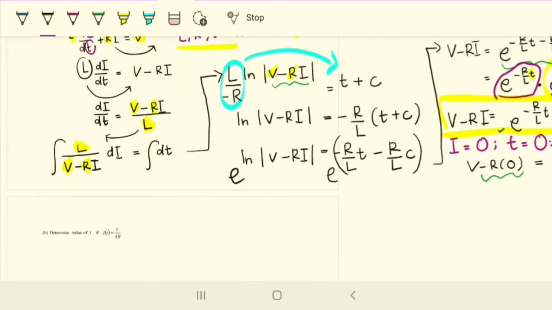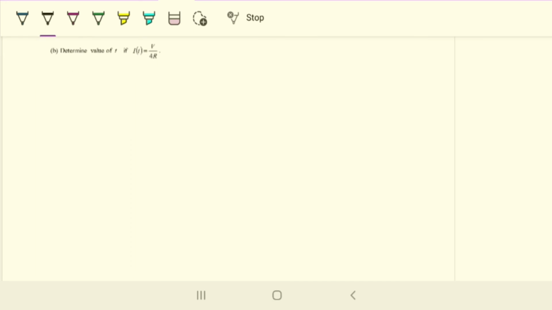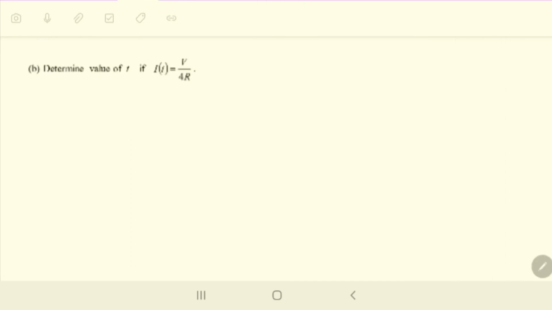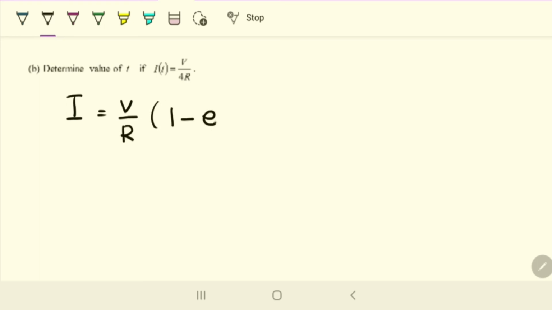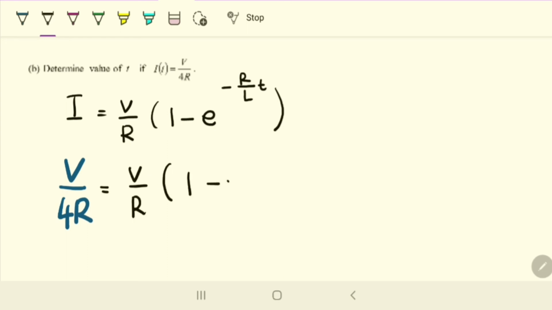Next, we go to question B, where we need to determine the value of T. We will start by writing the result that we obtained in part A, which is I equal to V over R times 1 minus E negative R over L T. So this is the result that we obtained in part A. And the second part of this question asks you to find the value of time if I is given as V over 4R. So just substitute the I, and we have the remaining expression just exactly as above.